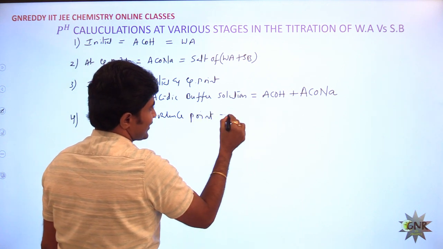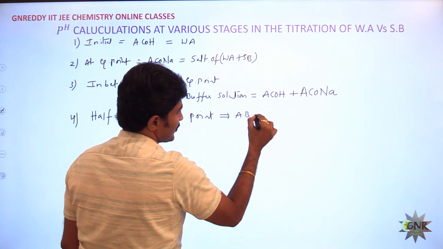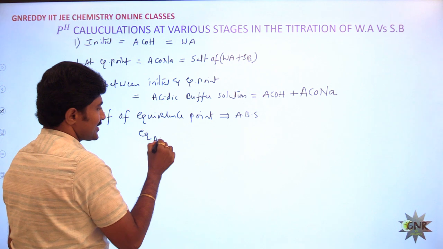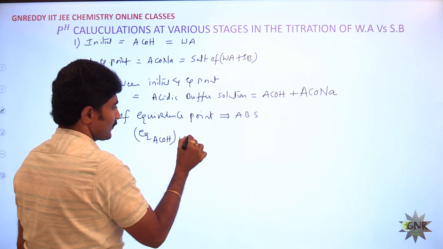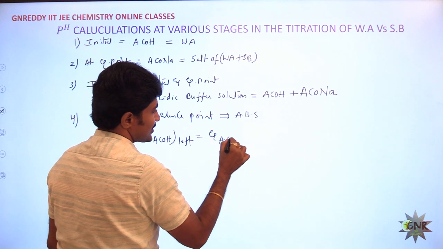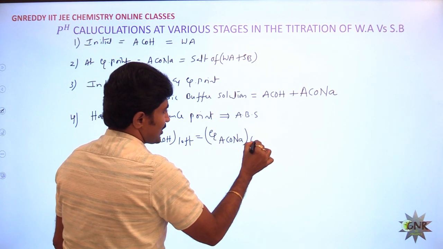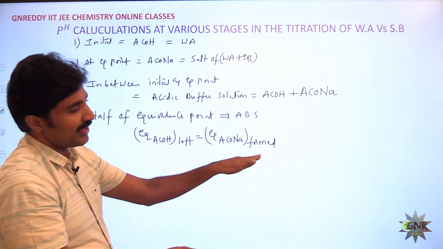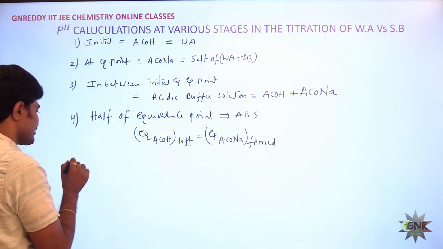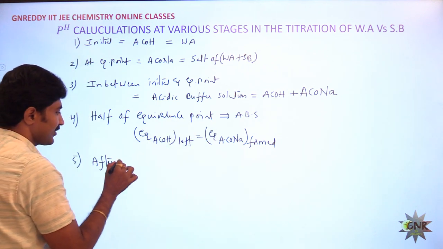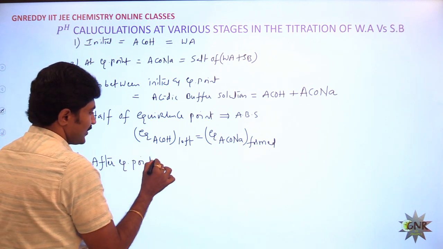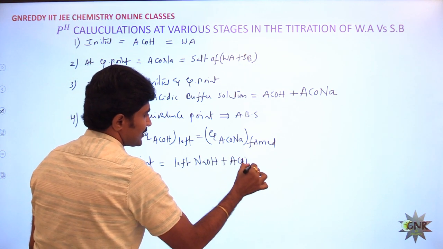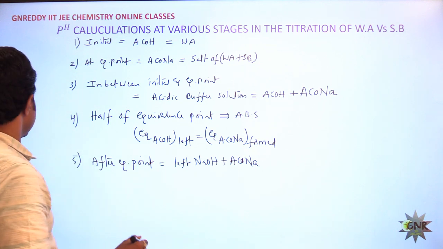And here also this is an acidic buffer solution, but the importance is here. The equivalents of acetic acid left are equal to the equivalents of sodium acetate salt formed, because only half the equivalents of acetic acid convert into product. Left is half and formed is also half, both are equal, and that is also an acidic buffer solution. And fifth, after equivalence point, left sodium hydroxide plus sodium acetate will be there. These are the available mixture at that instance.